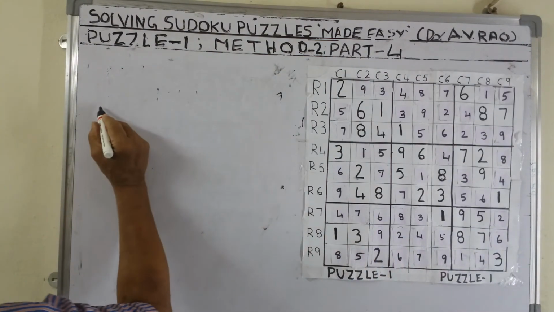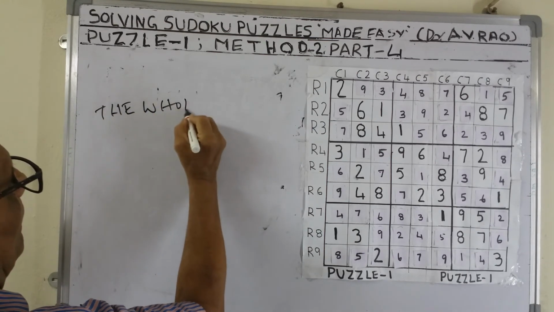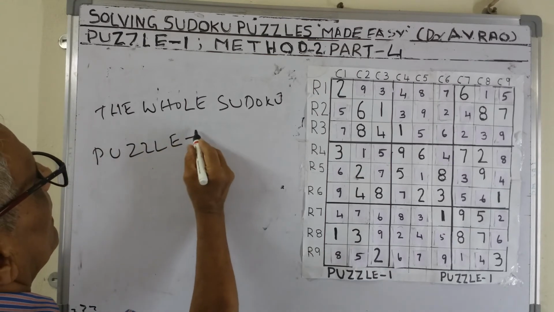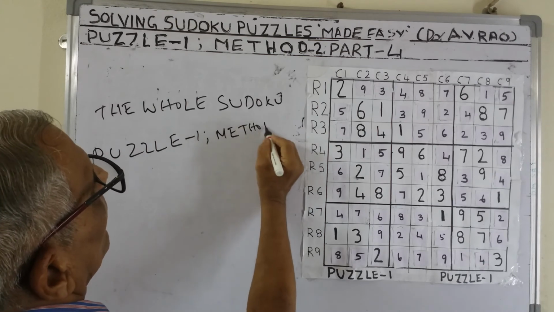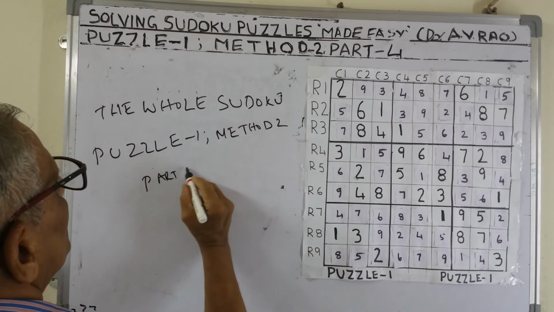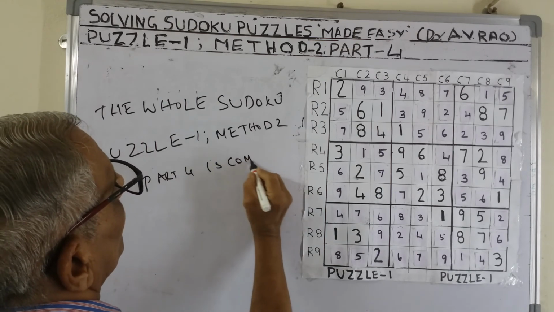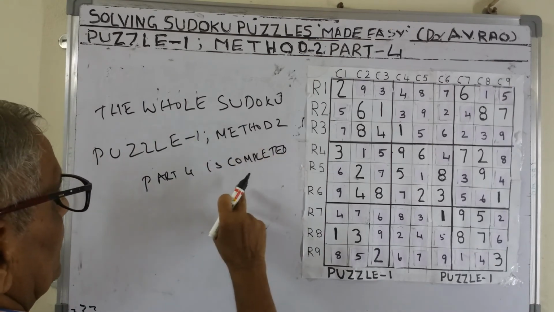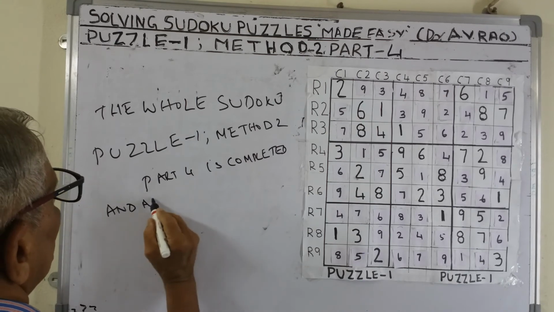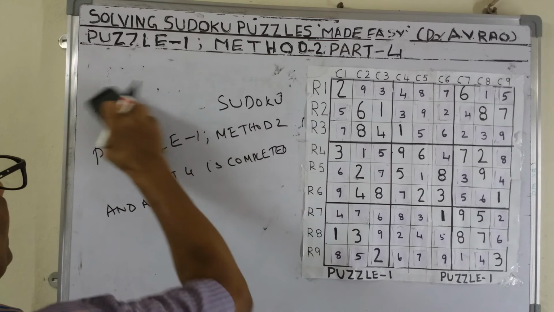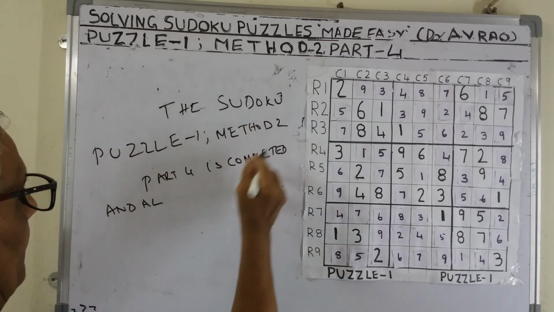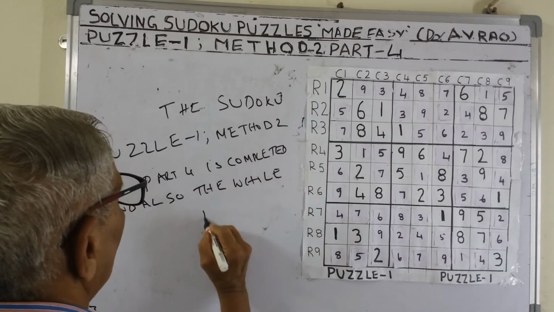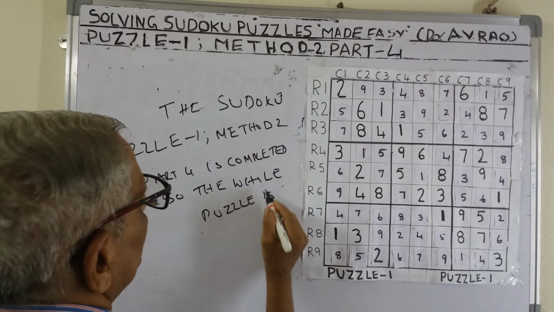So with this, the whole Sudoku puzzle method 2, part 4 is completed. The whole Sudoku puzzle is completed.